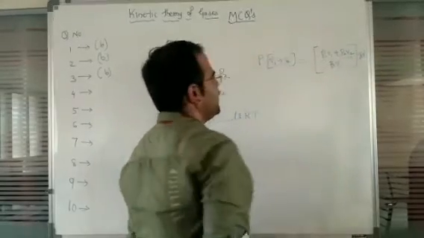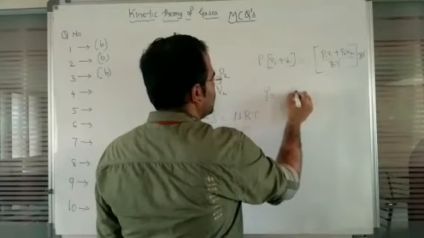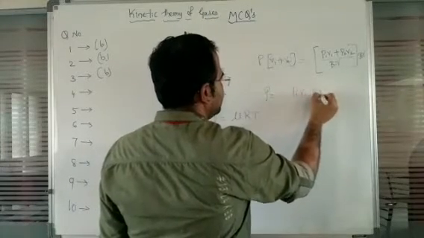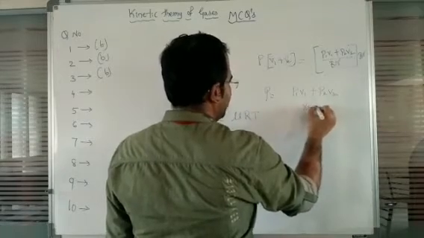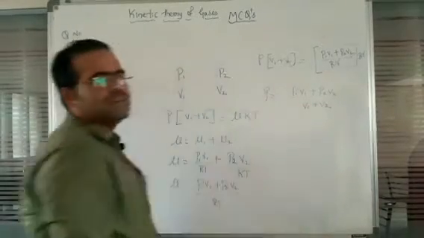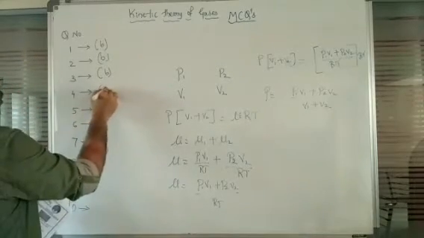So these two will get cancelled. Again we have P is equal to (P1 V1 plus P2 V2) divided by (V1 plus V2). So this is the value. So for the fourth question, we have the option A.